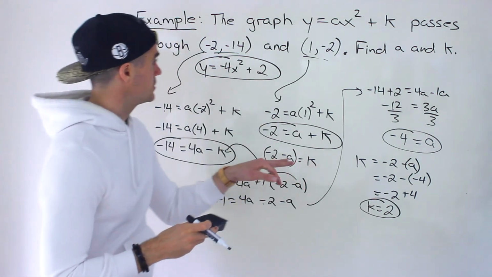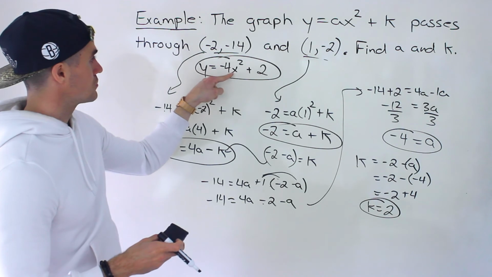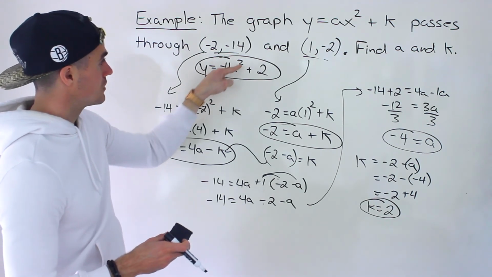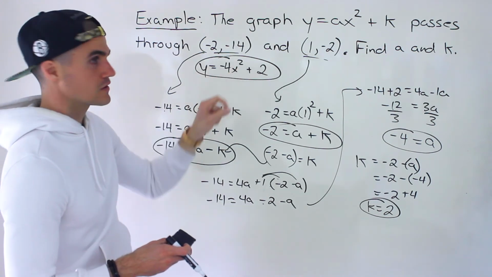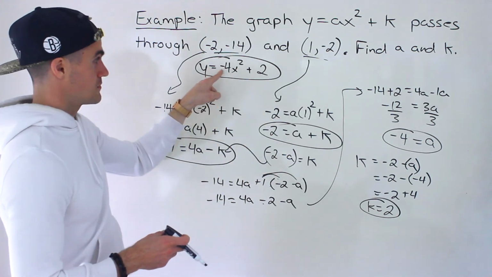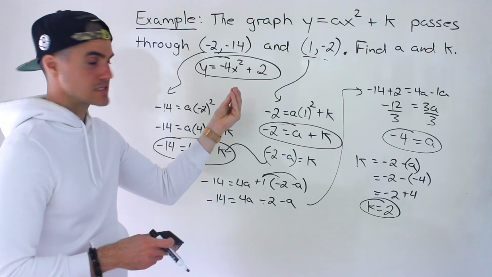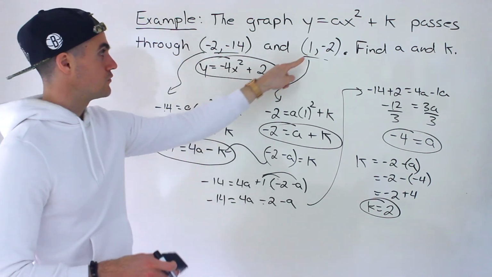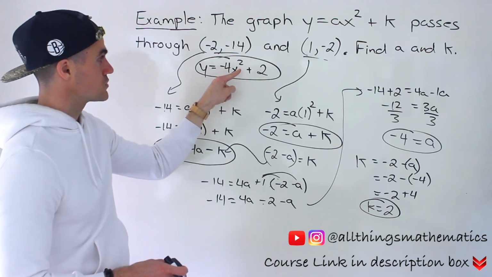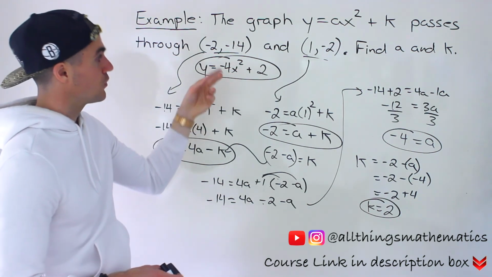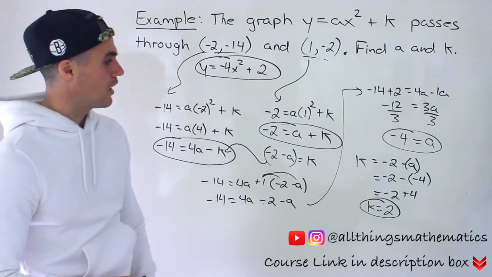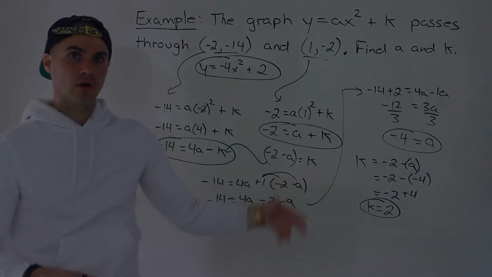So that's it, and then you can test it if you have time. If this is a test question, you could plug in -2 over here and see what you get. You'd have to do the exponent first. -2 to the power 2 gives us +4, times -4 would give us -16. -16 plus 2 does indeed give us -14. If we plug in 1 for x, 1 to the power 2 is 1, times -4 gives us -4, plus 2 would give us -2. So we could be pretty confident that those are the correct answers.